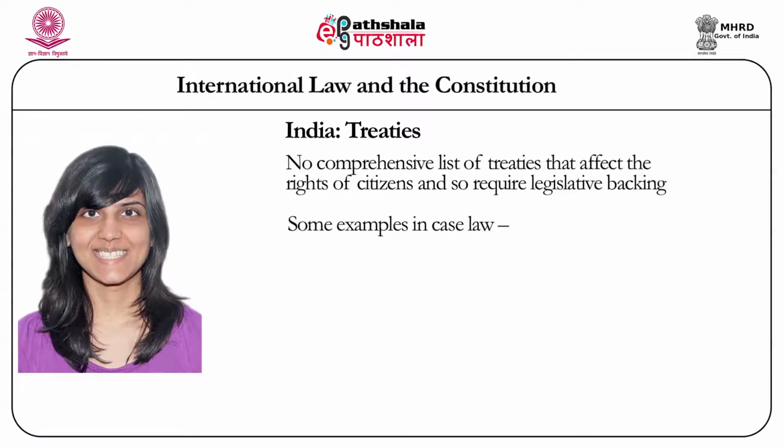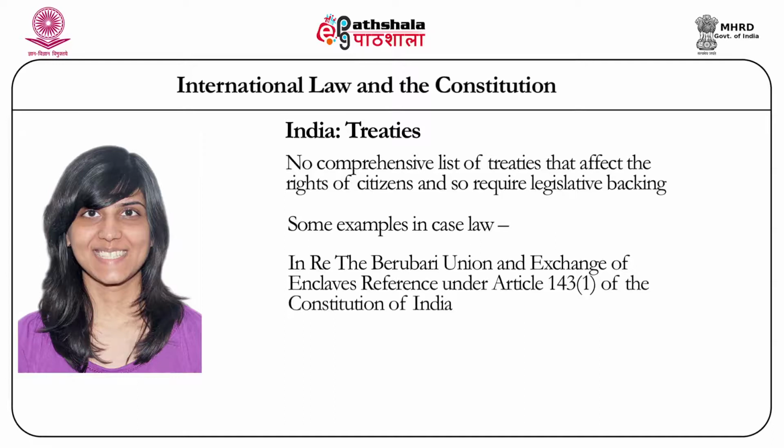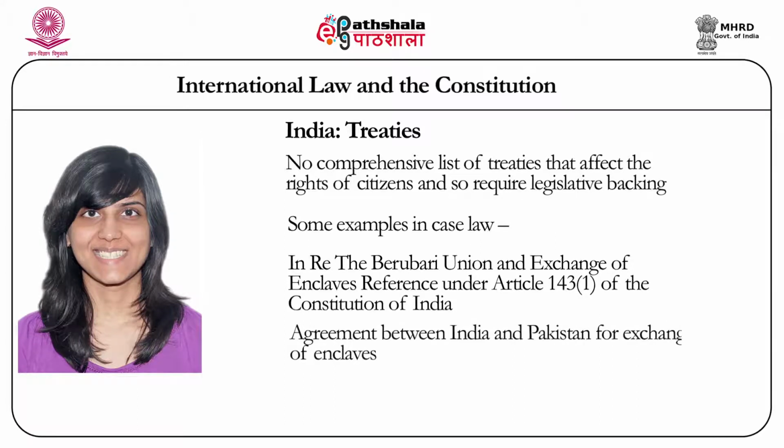There are cases which outline some of these treaties, though, and it is instructive to take a look at some of them. The most famous is the Berubari Union case. Berubari Union dealt with an agreement between India and Pakistan for the exchange of enclaves. After the partition of India, there were several small territories which were allotted to India, but within Pakistani territory and vice versa. So, in 1958, India and Pakistan entered into a treaty to exchange these enclaves for each other and settle the dispute. The question in Berubari Union was the kind of action that was needed to be taken in order to implement this agreement.